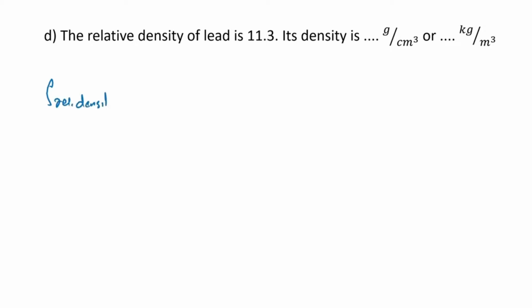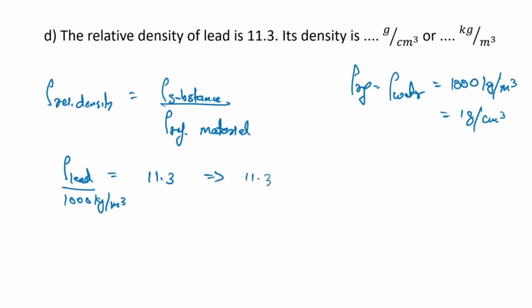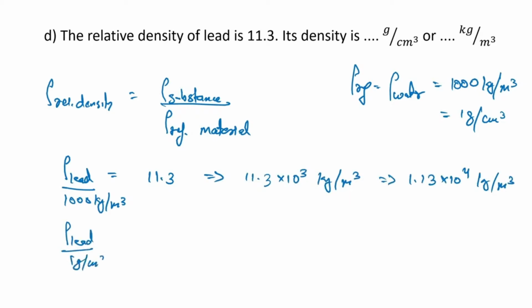so we will take water as a reference. So the expression for relative density is density of the substance divided by density of the reference material. Here the reference material is water, and water has a density of 1000 kg per meter cube or 1 gram per centimeter cube. So that's how we will calculate the density of lead. That would be equal to 1.13 into 10 raised to the power 4 kg per meter cube or 11.3 gram per centimeter cube.